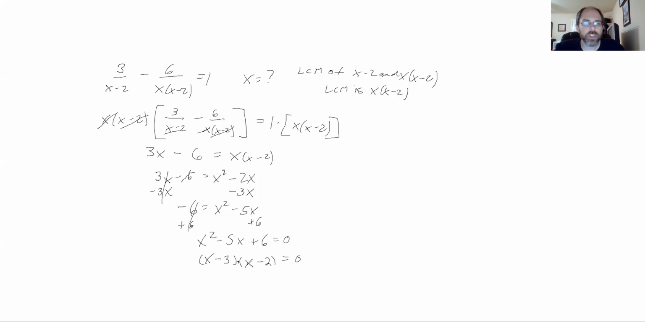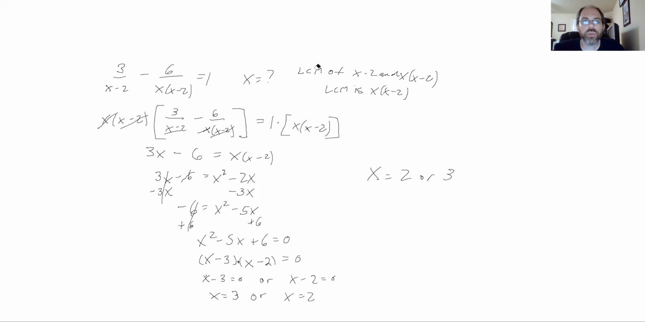Remember, I'm multiplying these two things. That's understood. When you multiply two things and the result is 0, one of those two things must be 0. That means either x minus 3 is 0 or x minus 2 is equal to 0. In this case, x would equal 3 or x would equal 2. So my two solutions for this, x is equal to 2 or x is equal to 3.